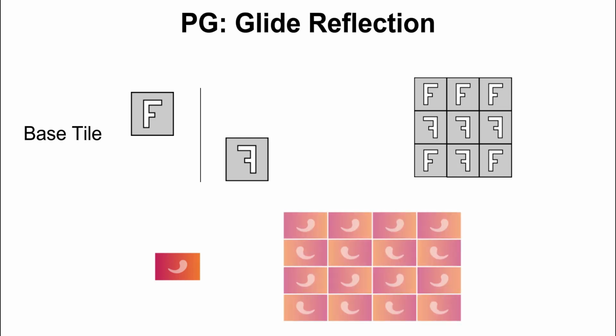PG symmetry combines translation and glide reflection, with no rotation. Glide reflection means the base tile is reflected horizontally, and also shifted along the line as it repeats. Starting with this base tile, it is reflected, and glided to form the second tile. Similarly, the second tile is mirrored and glided to form the third tile, thus the pattern continues. If we start with this base tile and select PG, the 4x4 result will be like this.